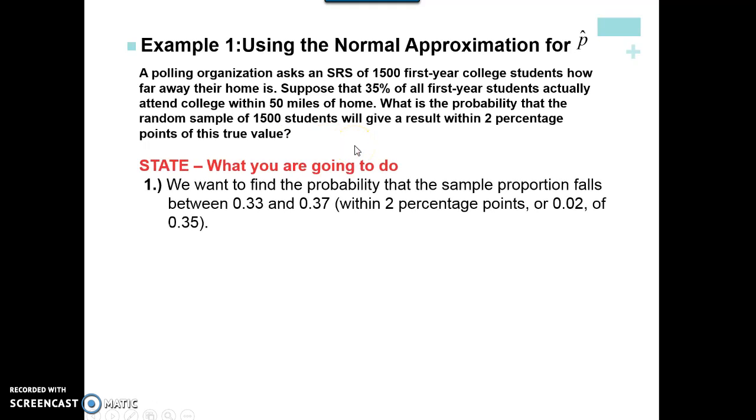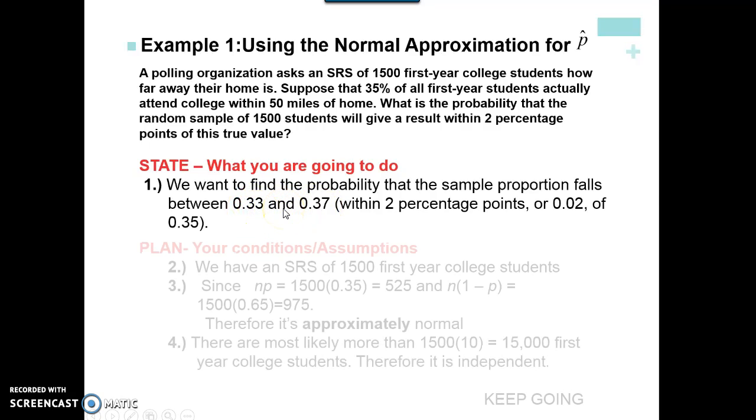All right, now, before you do anything, you want to do your state, plan, do, conclude. So this is your state. What are you doing? Planning, showing your assumptions and conditions, what work you need to show, and then your conclusion. All right, so what exactly are we doing? We're finding the probability that the sample proportion falls between 0.33 and 0.37. Well, how did we get that? So suppose we know that's our population proportion, that 35% of all first-year students attend college within 50 miles of home. We want the results within 2 percentage points below and above, so that puts it between 0.33 and 0.37.